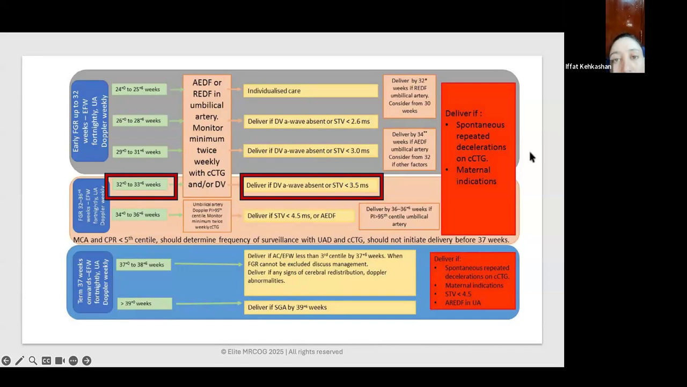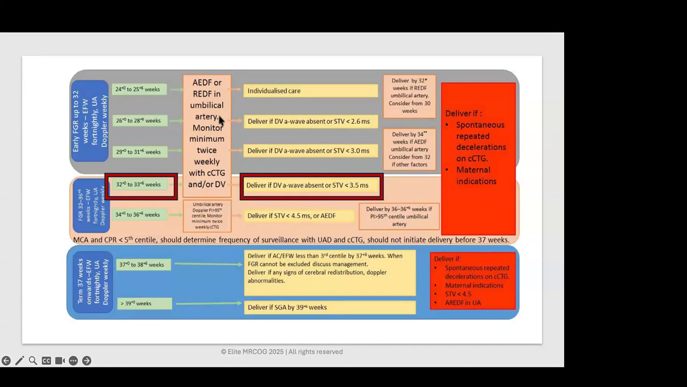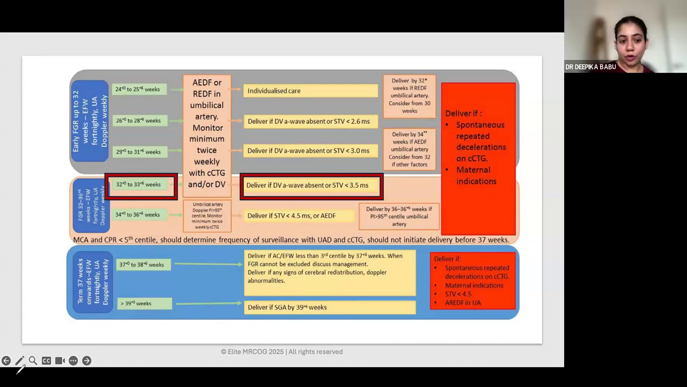Okay, clear? Ma'am, so let's say a station was where we get umbilical artery Doppler which is showing pulsatility index more than 95th centile. Can we answer in the form of a question? So I have got a few questions to clarify.